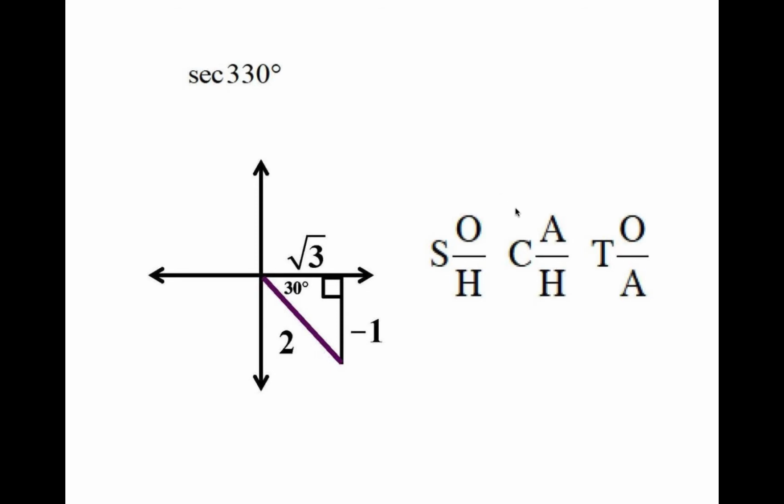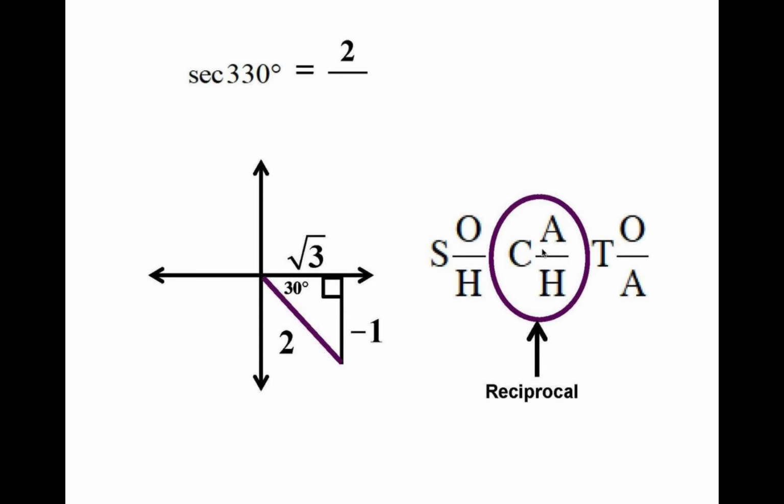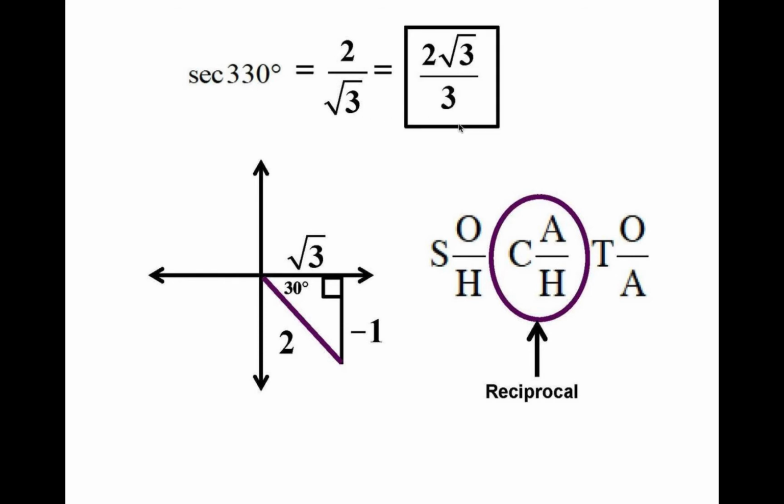Secant is a reciprocal of cosine. So it's the hypotenuse, which is 2, over adjacent to my reference angle, which is the square root of 3. I have to rationalize. The number on top stays on top, the square root moves up, and then the number comes out of the root on the bottom. So it's 2 root 3 over 3.